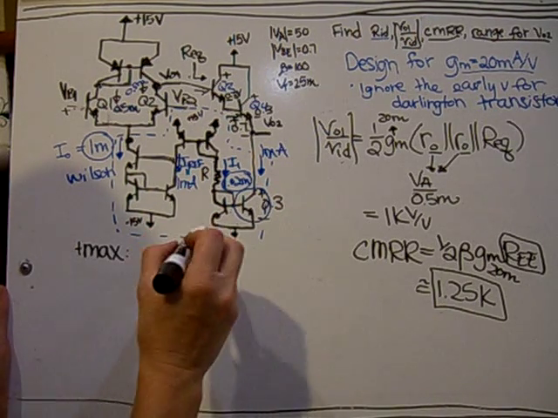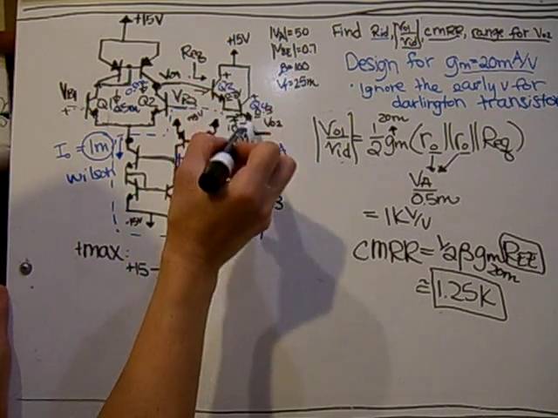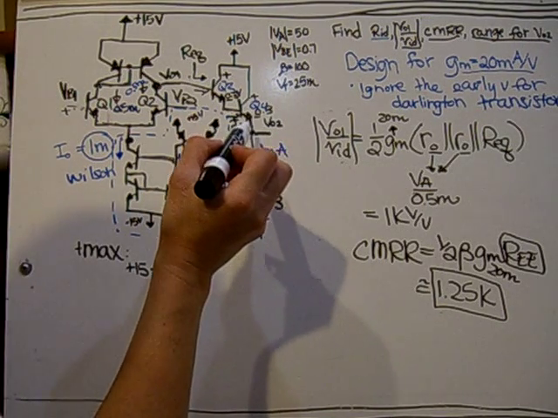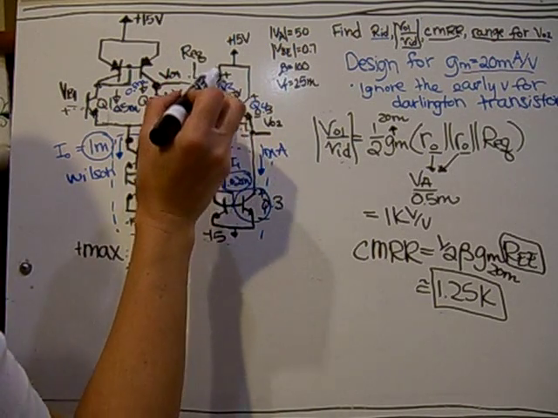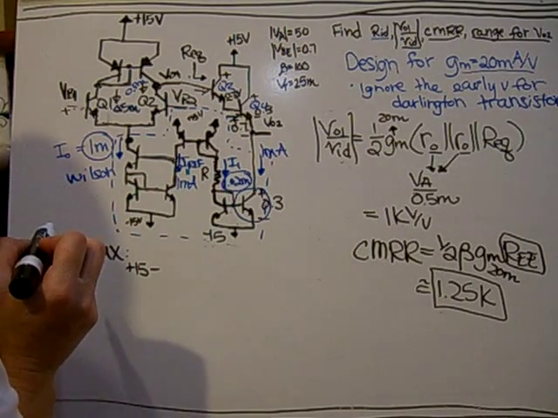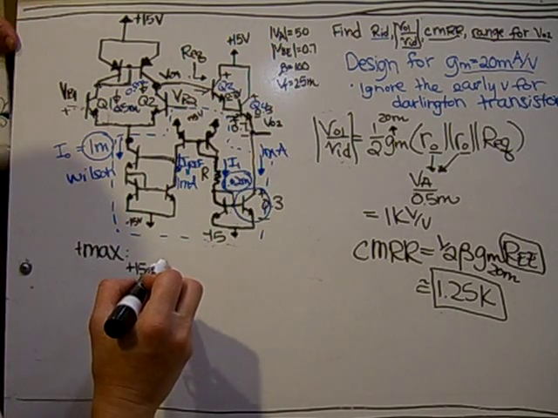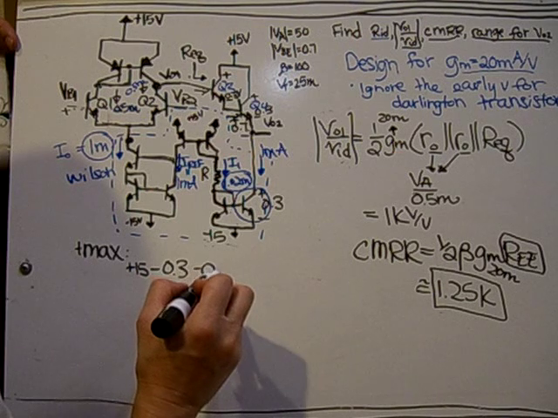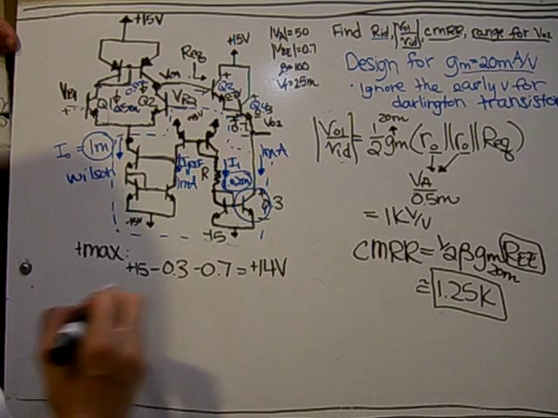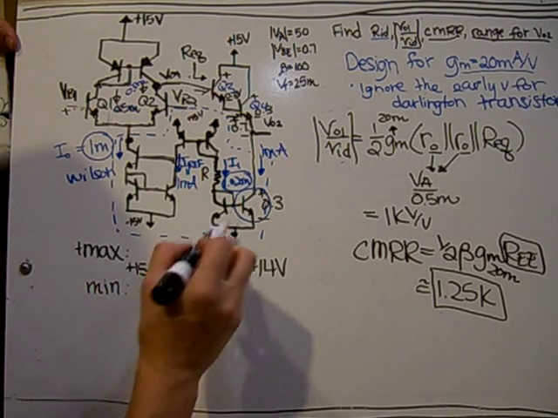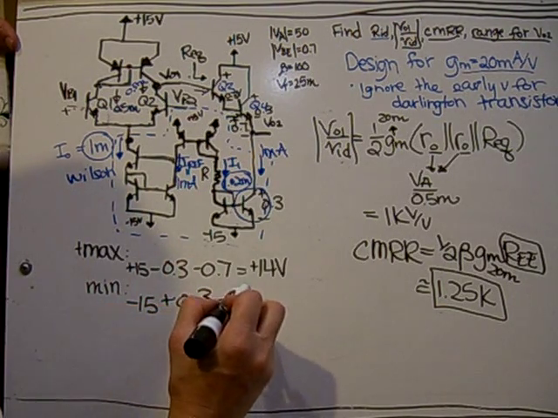So my max is going to be 15 minus. I note that if I go through just the Q4 of minus 0.3, that the difference between those 2 points is not going to be enough to keep this one also at 0.3. So I'm going to have to take the pathway instead through Q3. So it will be 0.3 minus 0.7, which ends up being 14 volts. And the min is from the bottom, minus 15, going through this, plus 0.3 is a minus 14.7.